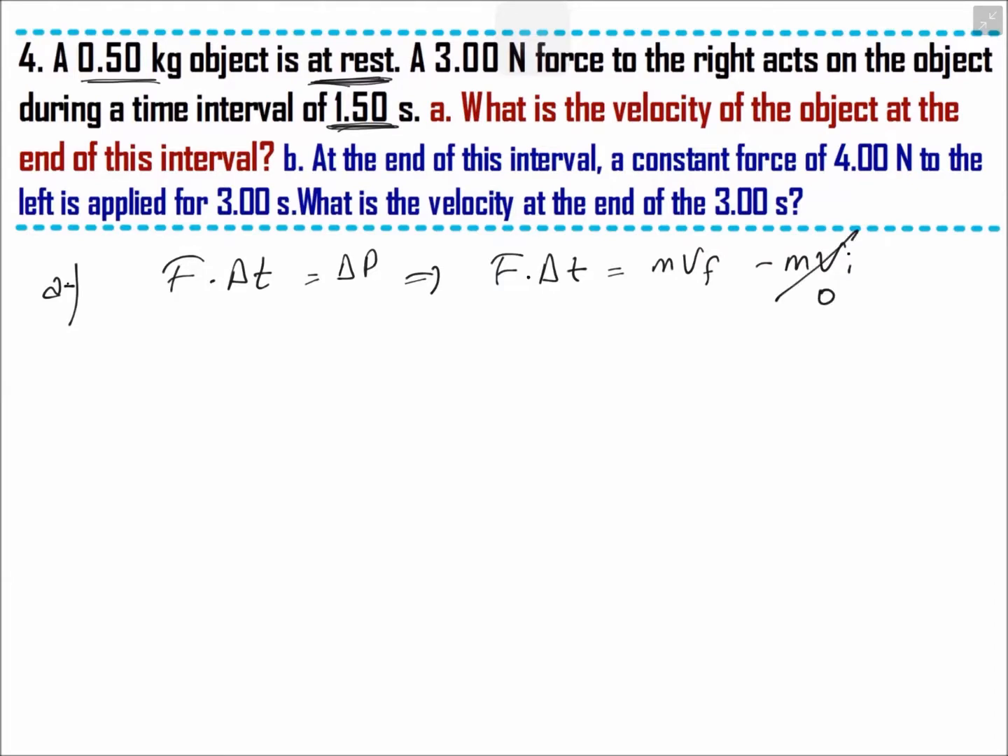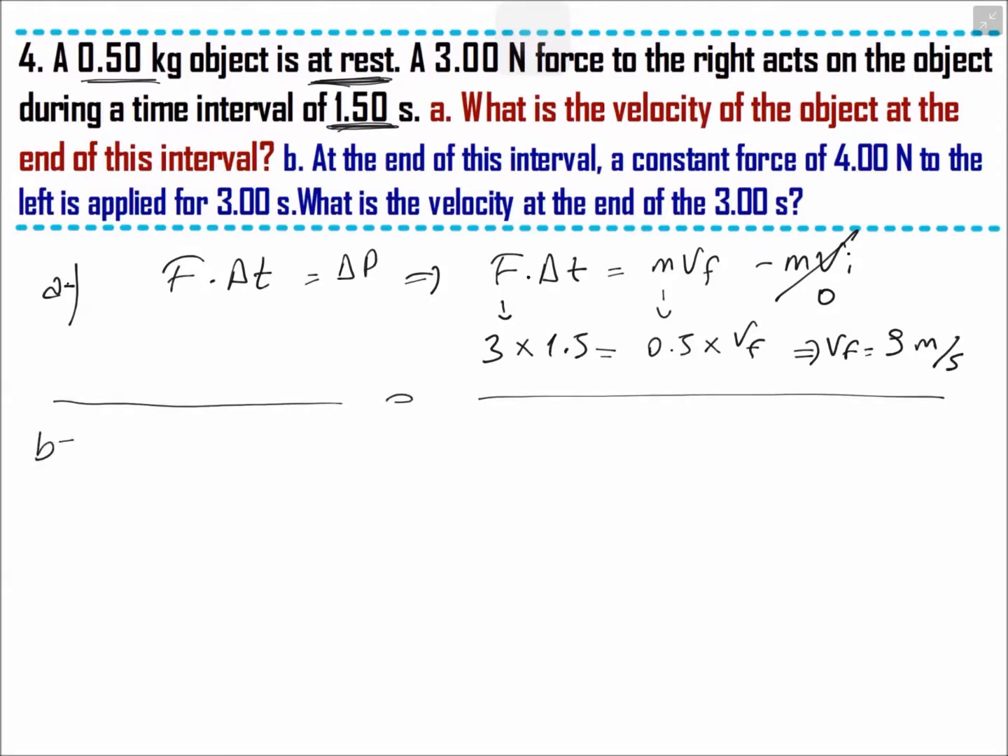So F is 3 times the time given, 1.5, and that equals the mass, 0.5, times v final. If you divide both sides by 0.5, v final will be 9 meters per second. So the final velocity becomes 9 meters per second.